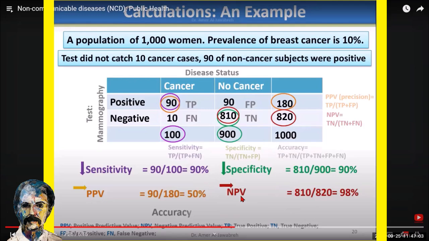So now we go to the accuracy. Accuracy also has an analytical definition and a diagnostic definition. Let's keep the diagnostic definition, which is how many cancers are positive, or how many positives are cancer, which is the true positive.